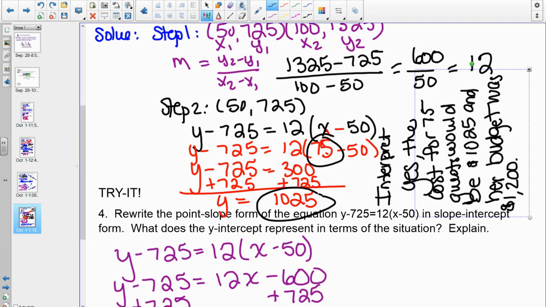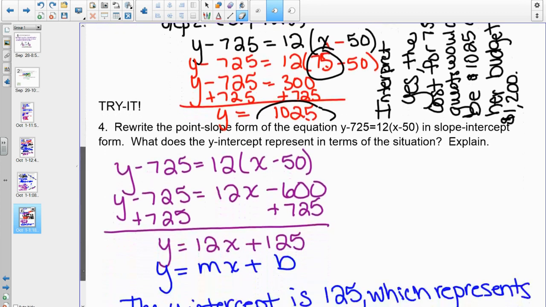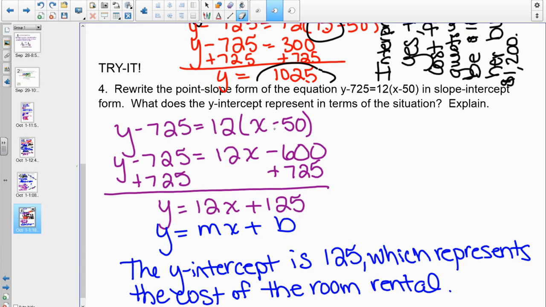The try it says rewrite the point slope form. So this is the equation we came up with into slope intercept form. I kind of did that in problem 1. So if you want to stop the video and try it yourself, or if you're not sure about it, just follow along here. So here's my point slope form. This is where I'm going to start. My goal is to get down to my slope intercept form so I can look at the y-intercept.